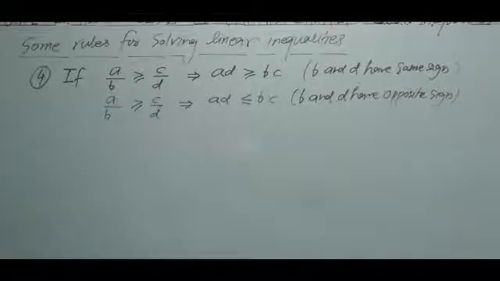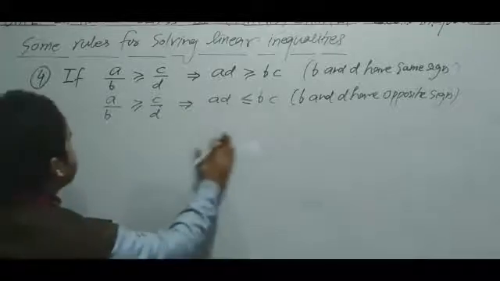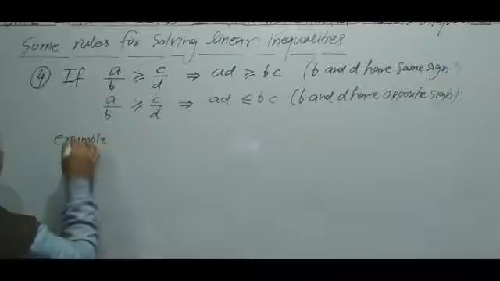Now see, taking the square root of the two sides of an inequality is not valid. Taking the square root of two sides of an inequality is not valid. So you can see, I am taking an example.